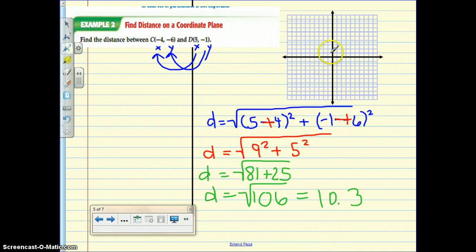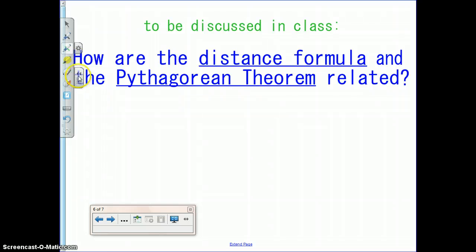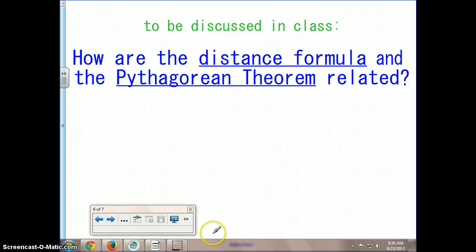So if we were to graph this real quickly, -4, -2, 4, 6, and 5, 1, 2, 3, 4, 5, -1. Does it look like the distance between that would be approximately 10? It sure does. So it's a good way to check to see that what we're doing seems reasonable. All right, so again, to be discussed in class, but start thinking about it. How is the distance formula related to the Pythagorean theorem?